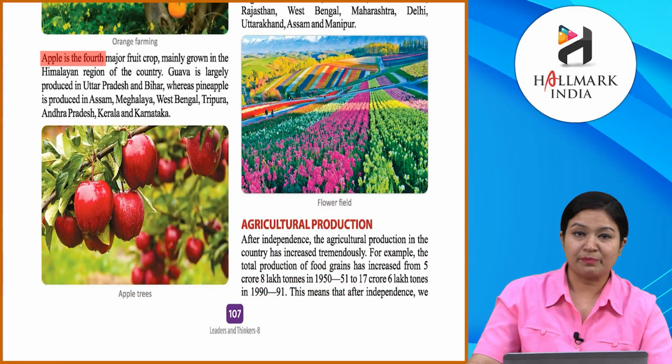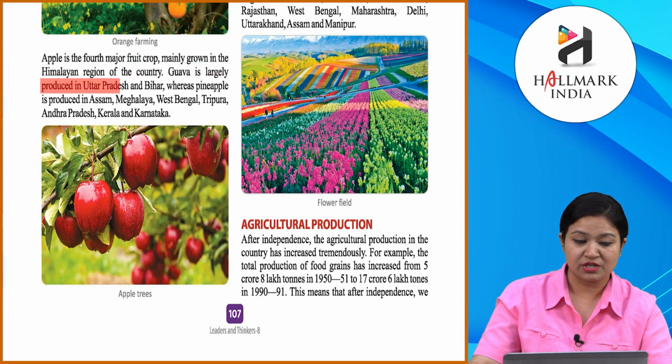Apple is the fourth major fruit crop, mainly grown in the Himalayan region of the country. Guava is largely produced in Uttar Pradesh and Bihar, whereas pineapple is produced in Assam, Meghalaya, West Bengal, Tripura, Andhra Pradesh, Kerala and Karnataka.